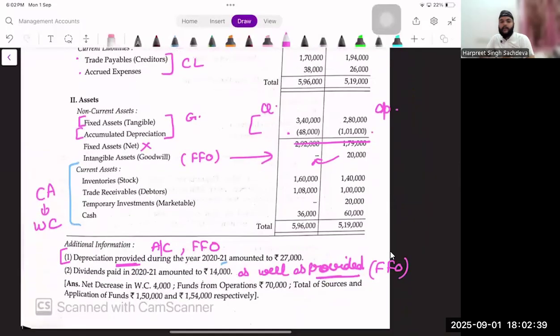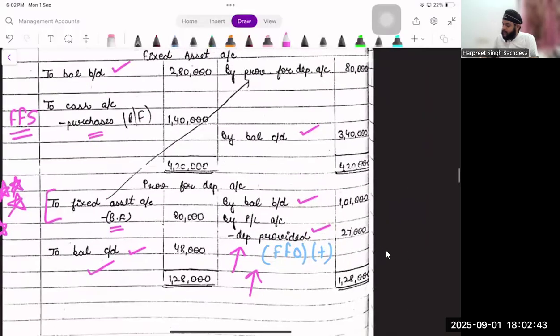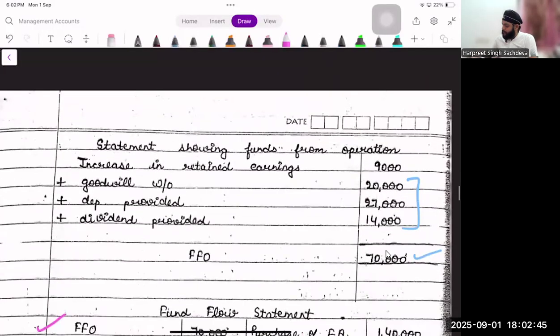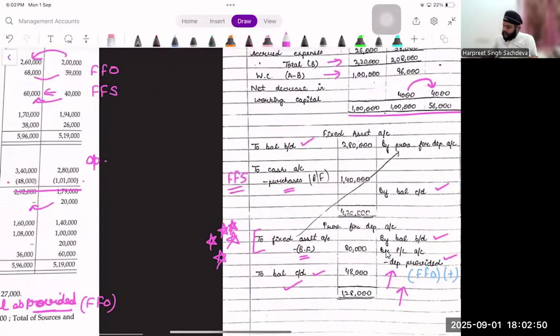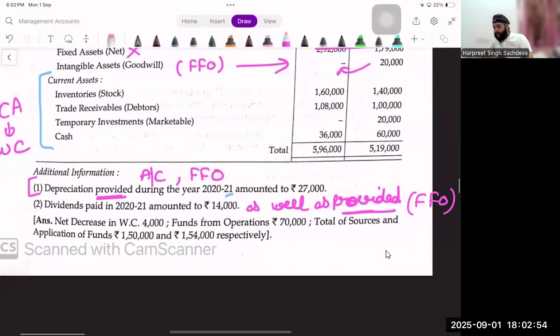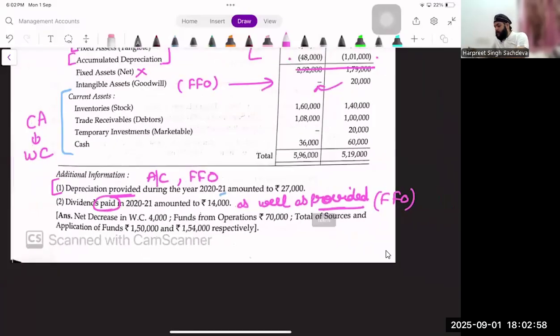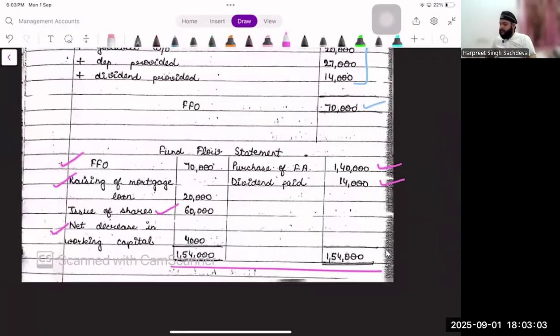What will you check in fixed assets? In the account there was purchase and sale, Raja. Only purchase. It is an application, 1,40,000. Application 1,40,000. Okay. After fixed assets, goodwill is done. CA, current assets are done. Depreciation is done. Dividend paid is an application, 14,000. And your fund flow statement is matched. Everyone, yes or no? Any doubt? Any doubt?